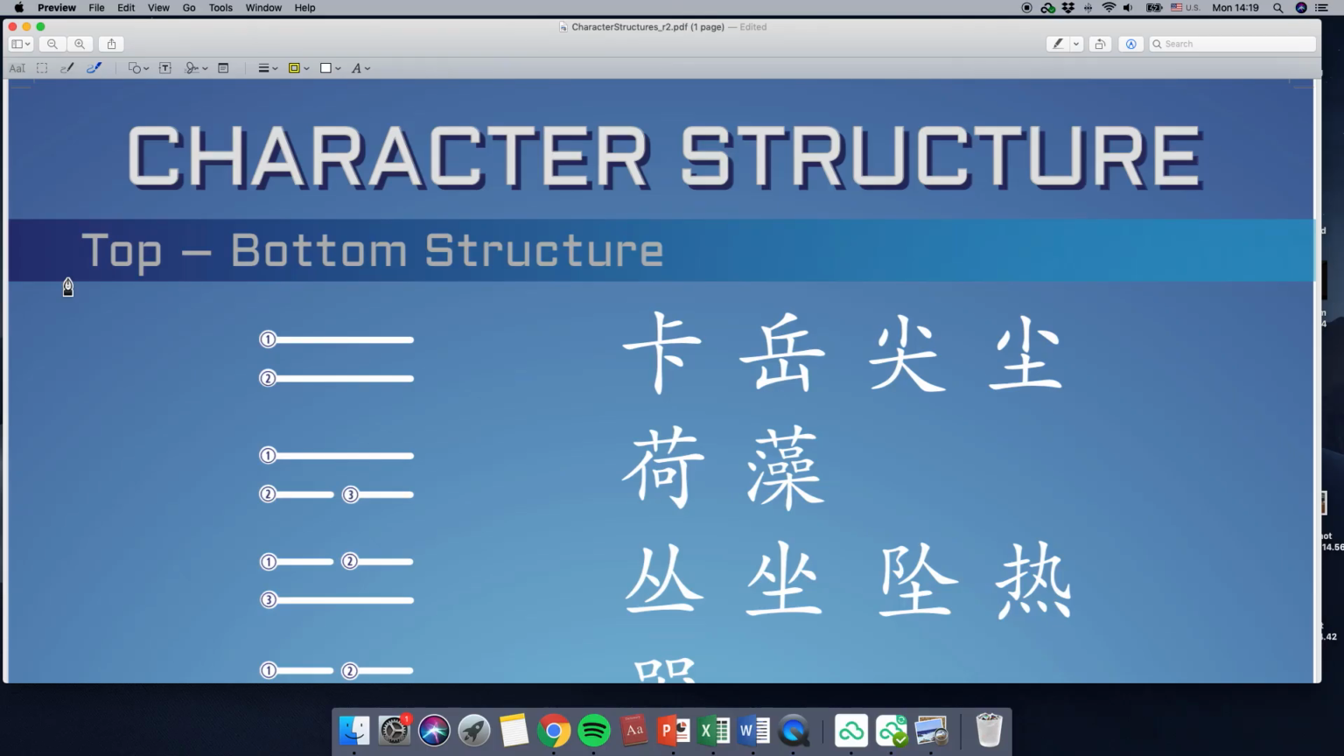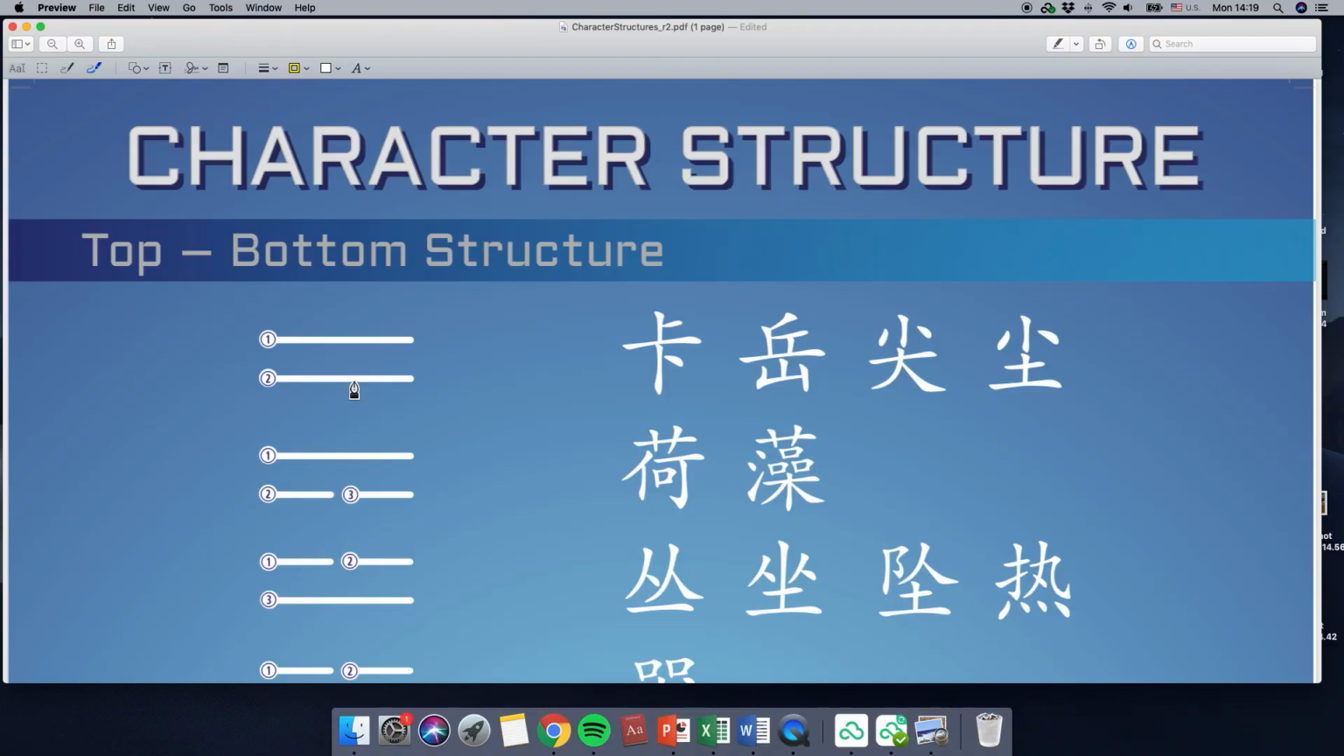Pattern number 1. Top-bottom structure. The idea is, according to the stroke order rule, you always write from top to bottom. Think of it as a 2-storied house. You stack up 2 components together to form a top-bottom structure. So let's dissect some characters. Top component, bottom component. Top part, bottom part. Top, bottom. So you write the top first and then you move on to the bottom one.